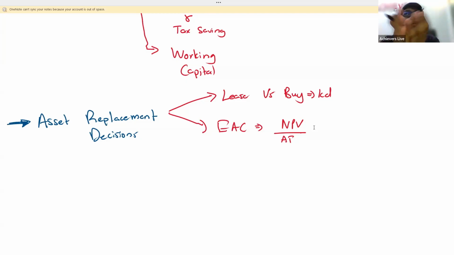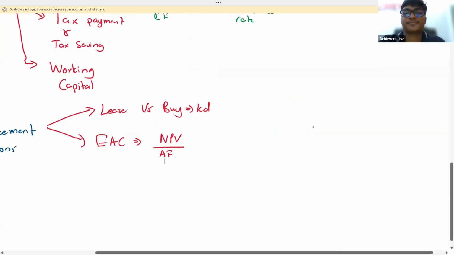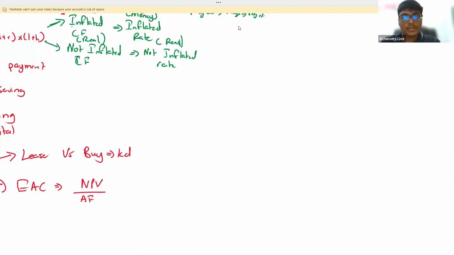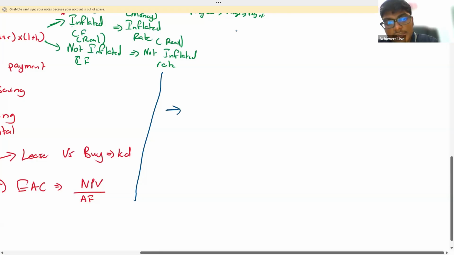You are going to calculate the NPV of replacing the asset. If we replace the asset every 2 years, what is the NPV? If we replace every 5 years, what is the NPV? If we replace every 10 years, what is the NPV? And then you are going to calculate per year what is the equivalent cost. And you are going to go for the lowest option, or cheapest option.